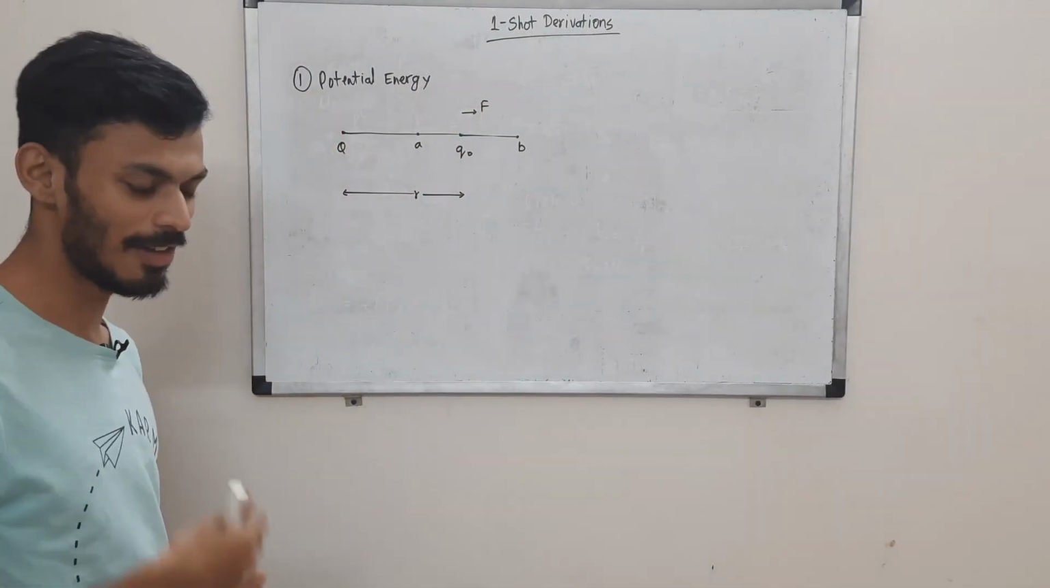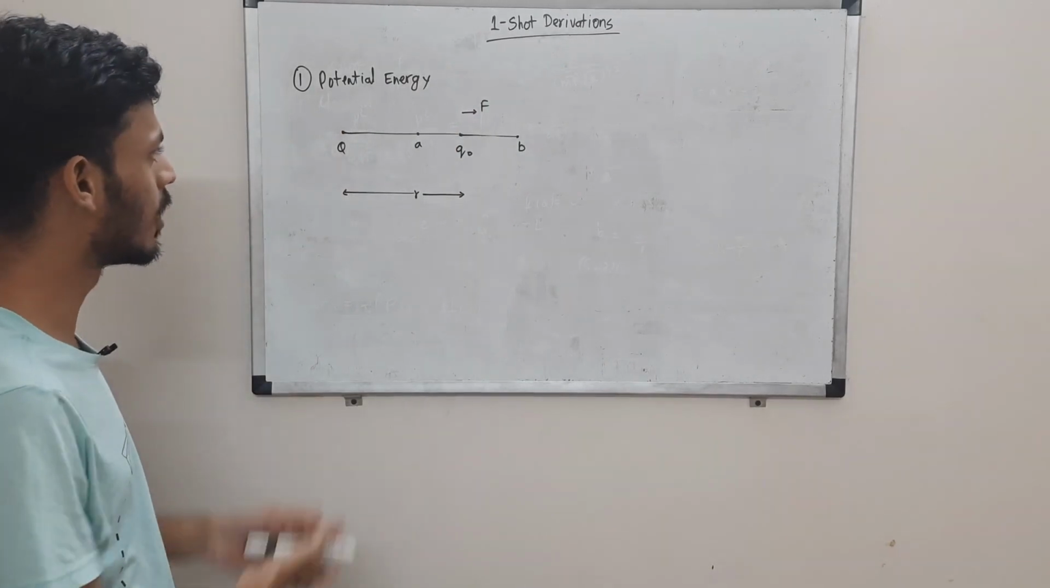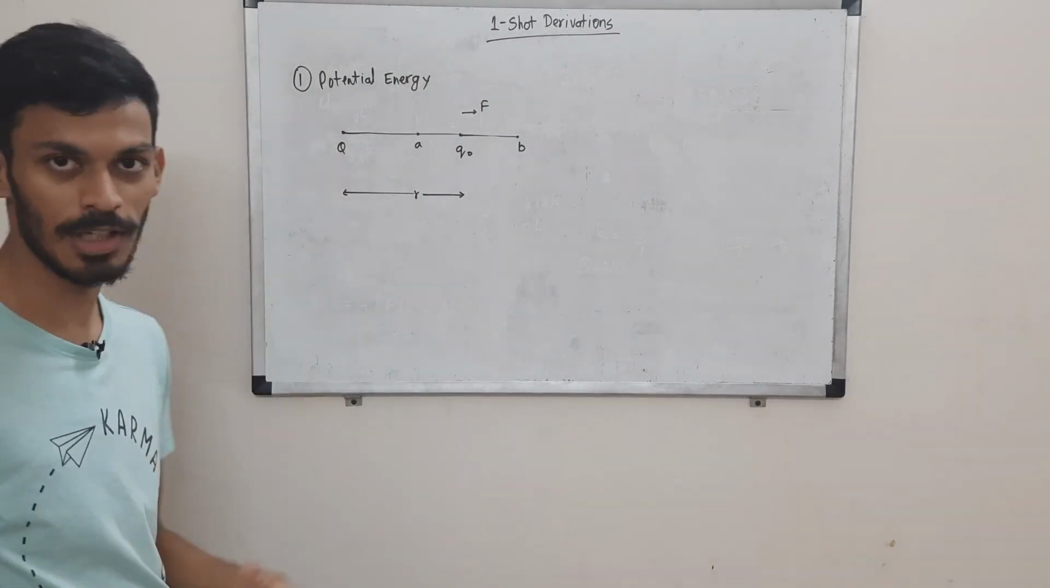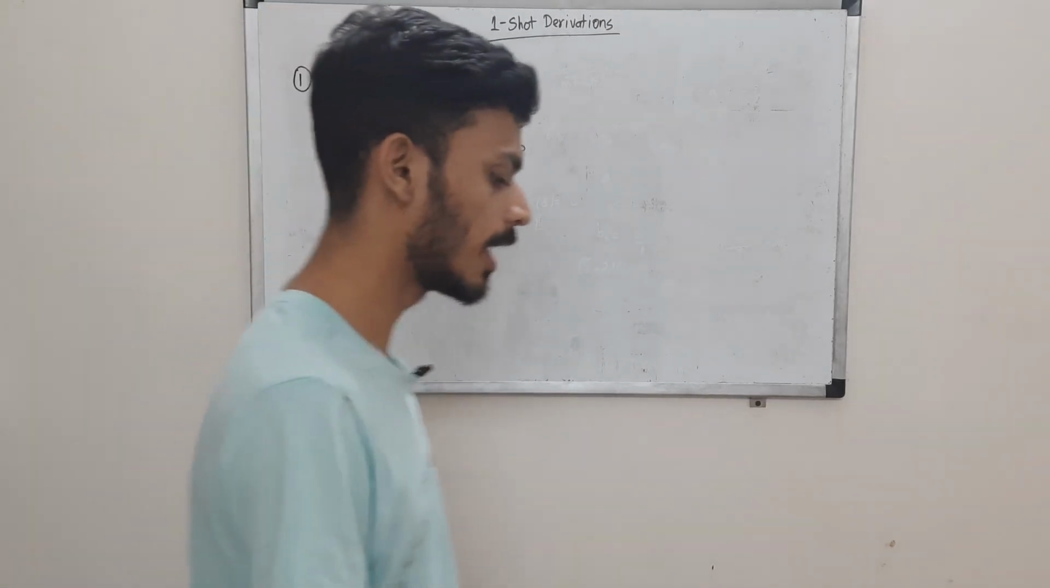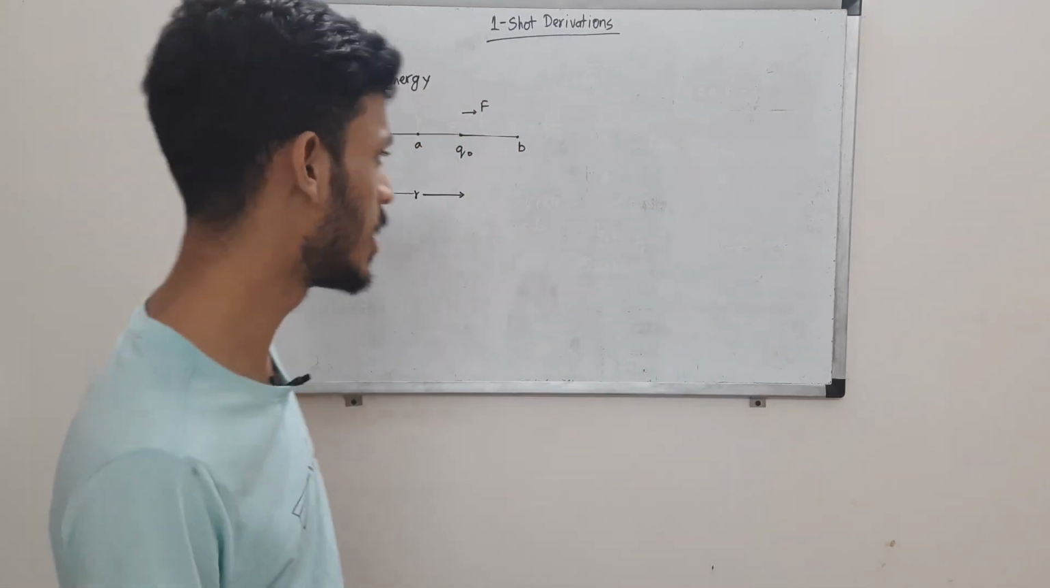We are going to derive an expression for potential energy. So here we have a system. Capital Q is the source charge. Small q naught is the test charge. We know this terminology from the previous class.